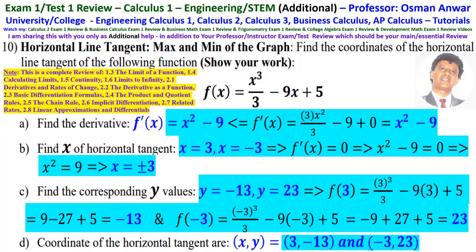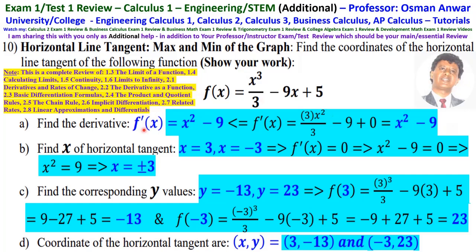Number 10 is horizontal tangent line. So find the maximum and minimum of the graph. So we're going to find the coordinates of the horizontal tangent, the max and the min, of the function f of x equals x cubed over 3 minus 9x plus 5. So first find the derivative. The derivative is 3x squared over 3 minus 9 plus 0. The derivative of 5 is 0. So that's equal to x squared minus 9.